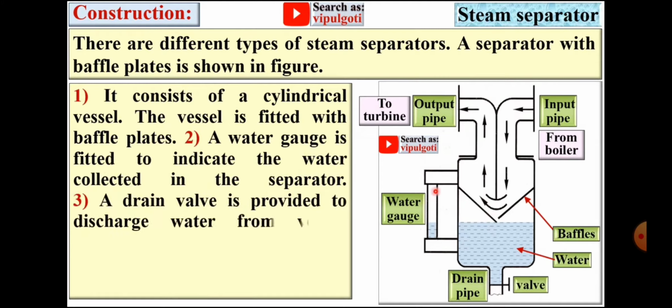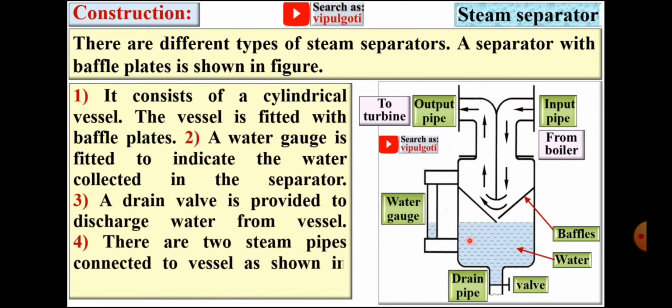A water gauge is fitted to indicate the water collected in the separator. This is the water. A drain valve is provided to discharge water from the vessel. There are two steam pipes. Here you can see, both are connected to the vessel as shown in the figure. So the construction is very simple. You can understand it easily from this figure.